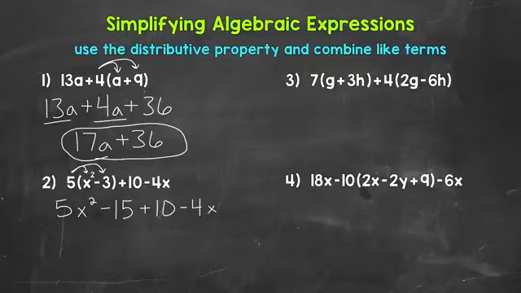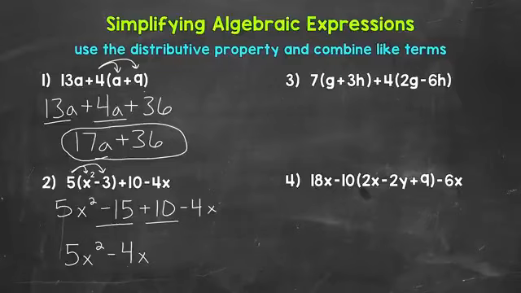Now that we removed the parentheses, we can look to combine like terms. So do we have any like terms that we can combine? Yes, we have 2 constant terms, negative 15 and 10. So let's combine those like terms. So we have 5x squared minus 4x, that's a negative 4x.